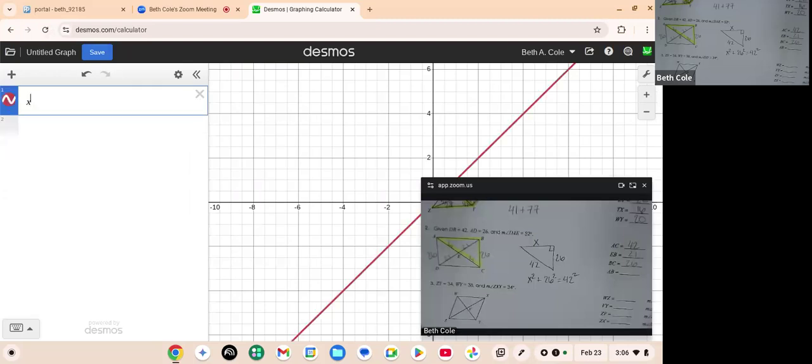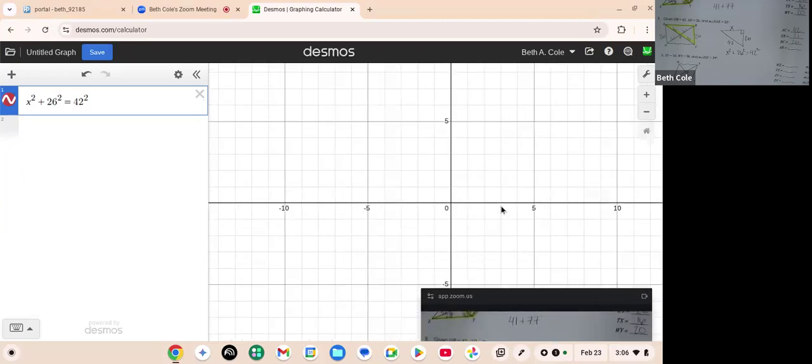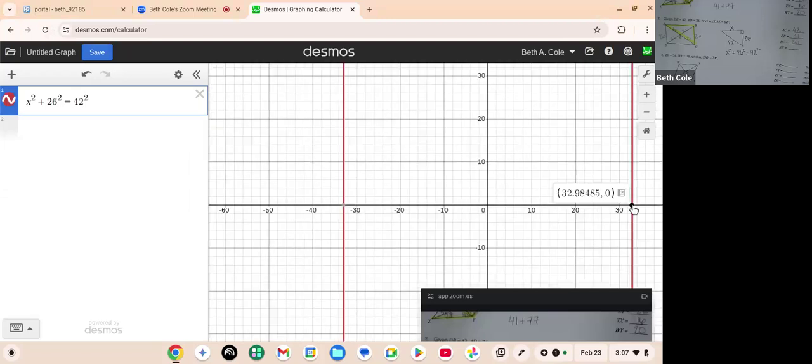All right, so what was it? X squared plus 26 squared equals 42 squared. Did I type that right? Does that all look good? You guys tell me if I type something wrong. If I type it wrong, it's not going to work. All right, I'm going to zoom out. I'm going to click right here. Round to a whole number. It'll be 33. It's 32.9, so we'll say 33.